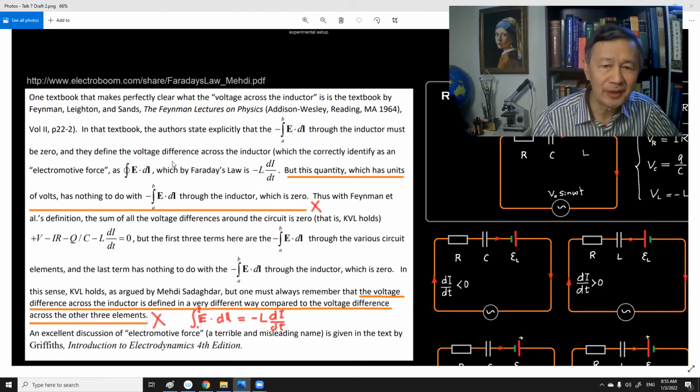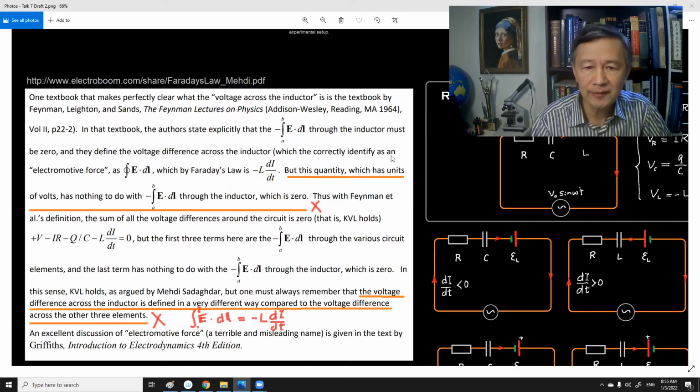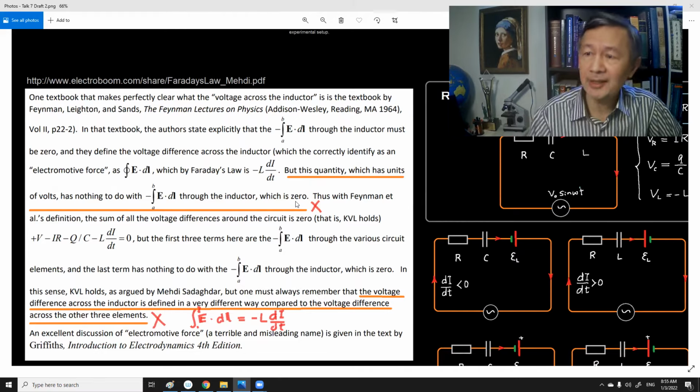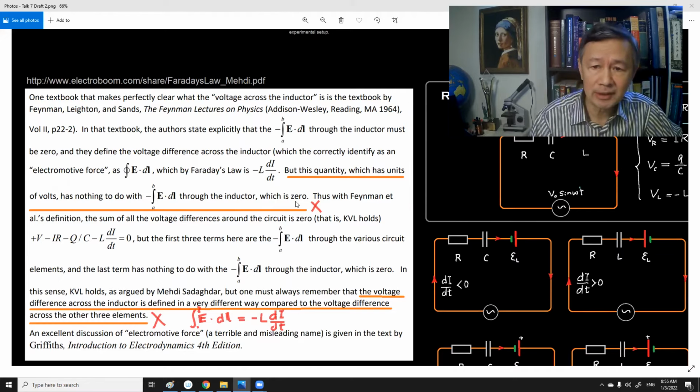And they define the voltage difference across the inductor, which is correctly identified as the electromotive force, by Faraday's law. But this quantity, which has a unit of volt, has nothing to do with the integral through the inductor, which is zero. Twice. Let's check, who said that? Who said that the integral across the inductor is zero?